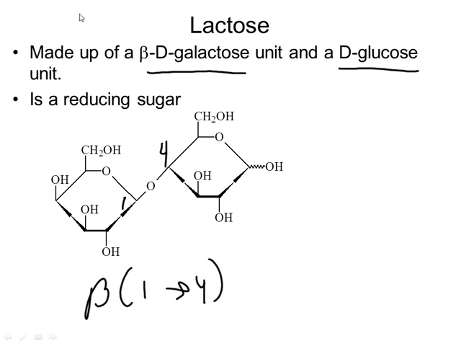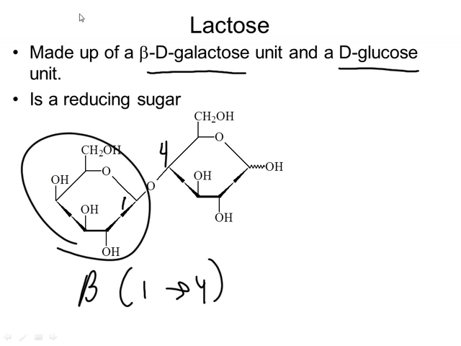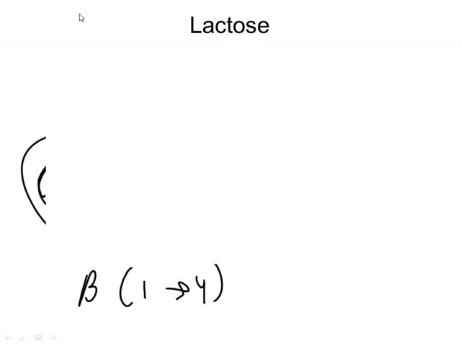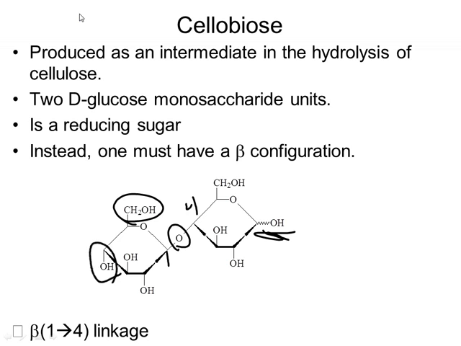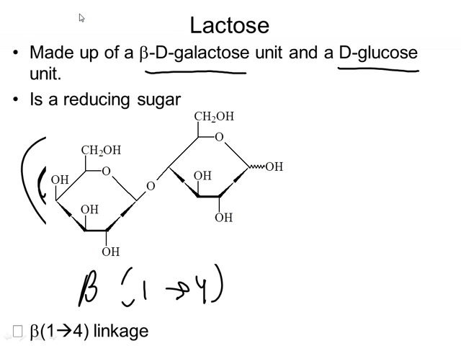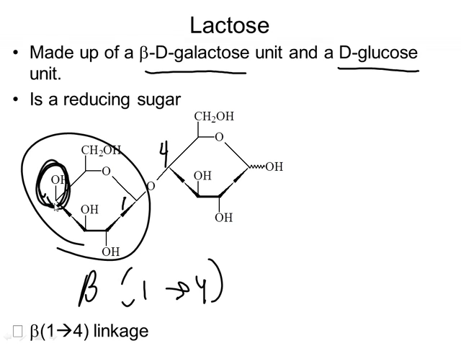This is not beta 1,4, I did that wrong, sorry. No, I had it right the first time, beta 1,4. Going crazy, I guess. So it's beta 1,4, and this is different from cellobiose because the identities of the monosaccharides are different. The second one is still glucose, but this first one is D-galactose. And really the difference is simply this one. The difference between cellobiose and lactose is only that one chiral center.